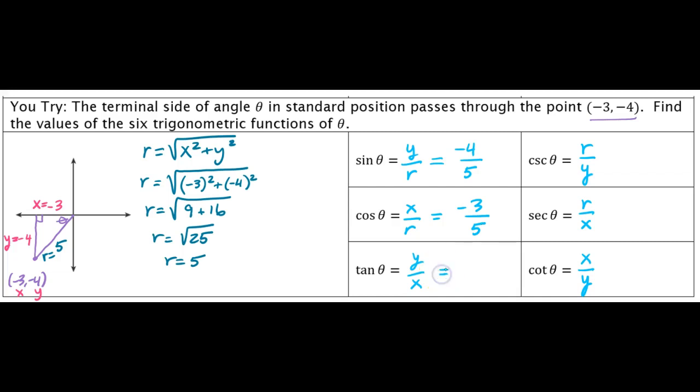For tangent, I need y, which is -4, over x, which is -3. Since I have two negatives, they cancel each other out. My final answer would actually be +4 over 3. So if you can reduce your numbers, you should.